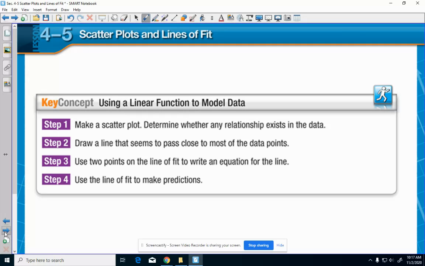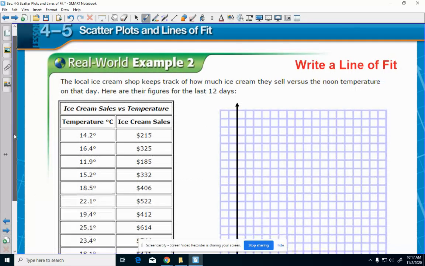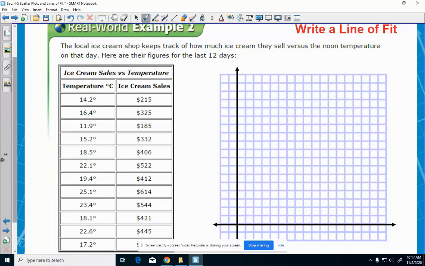Then we're going to pick some points that are a part of that line so we can write an equation. So that's going to come into your, am I a y minus y1 user, or am I a y equals mx plus b user? And then we'll use it to make a prediction. All right.